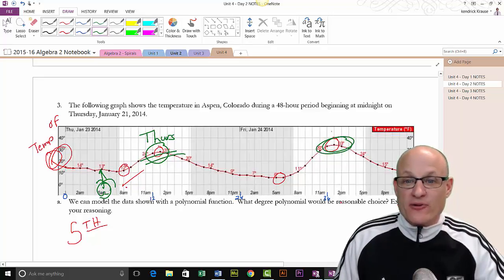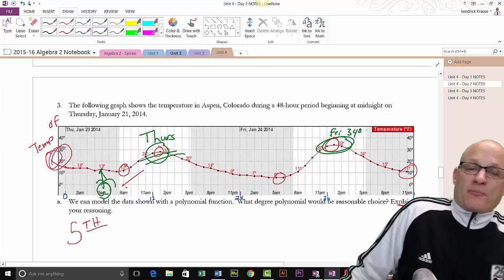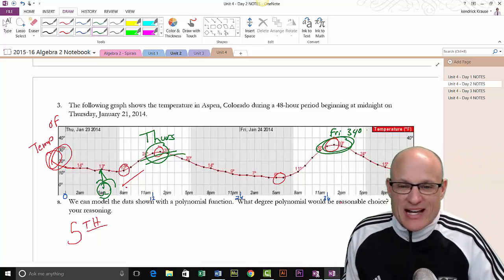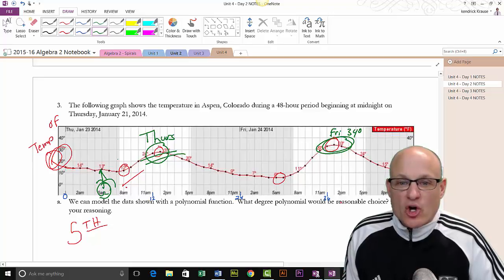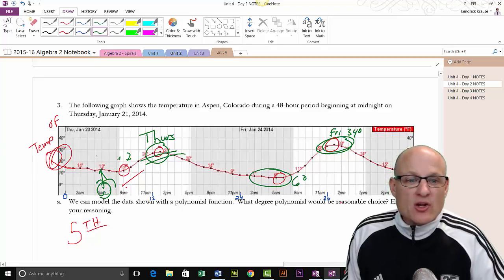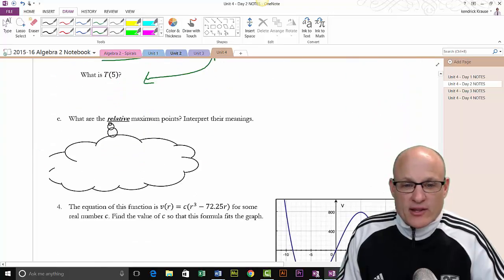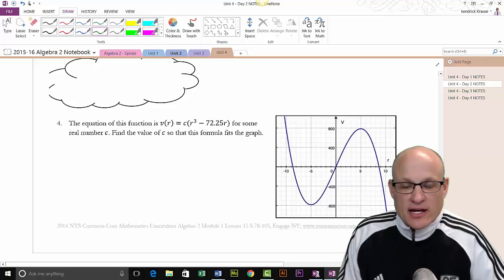The high temperature on Friday, this is the high temperature on Friday, and this temperature looks like it might be about 34 degrees. So the peaks and valleys, or the relative extrema, represent the high and the low temperature. The low temperature on Thursday looks like it might be down here about 6 degrees, and the low temperature on Friday might be somewhere around 10 degrees. So the relative extrema in this case represent the peaks and the valleys, the lowest and the highest values.